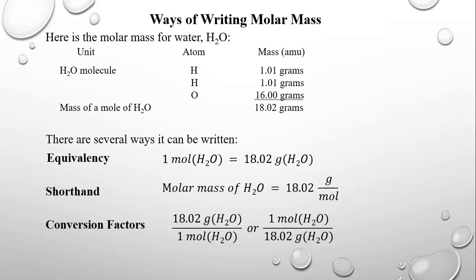Now, are those both true statements? Yes. Think about this. There's 12 inches in 1 foot. You could also say there's 1 foot in 12 inches. Those are both true statements. You just said them in the reverse order. Same thing here. It doesn't matter, as long as they are equivalent, that 18.02 grams of H2O and 1 mole of H2O are the same thing, you can put them in either way. And you're going to see how to use conversion factors in the next lesson or two.